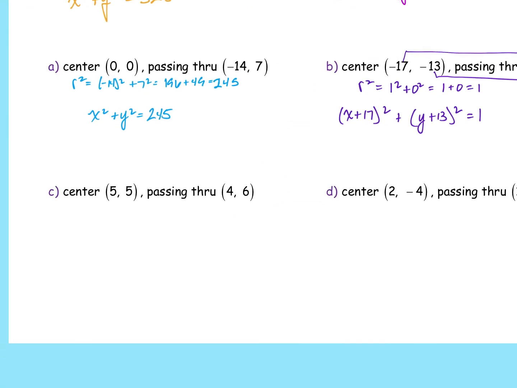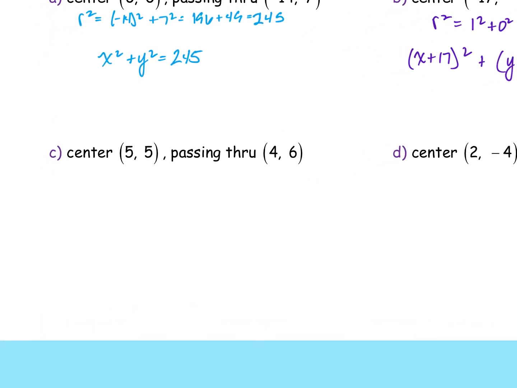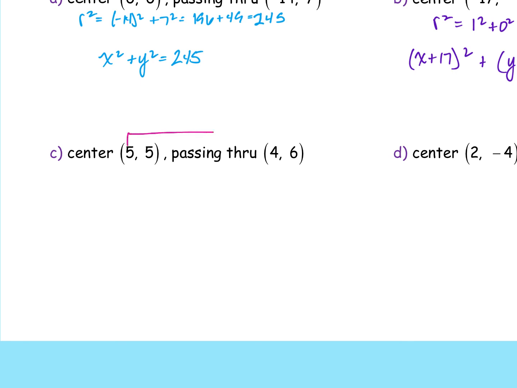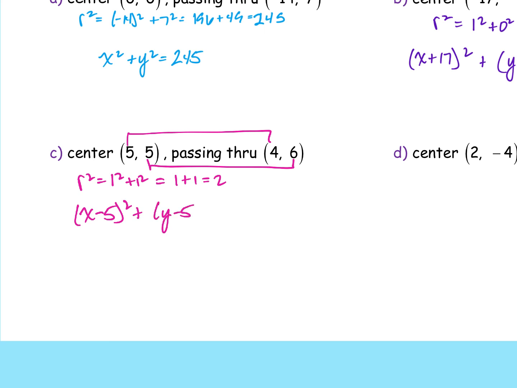Next one. The distance between my x's is 1, and the distance between my y's is, oh my gosh, 1. So 1 plus 1 equals 2. So we've got (x - 5)² + (y - 5)² = 2.